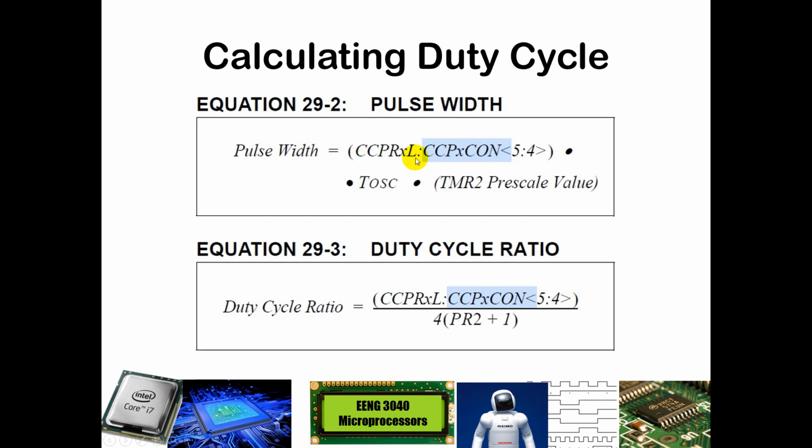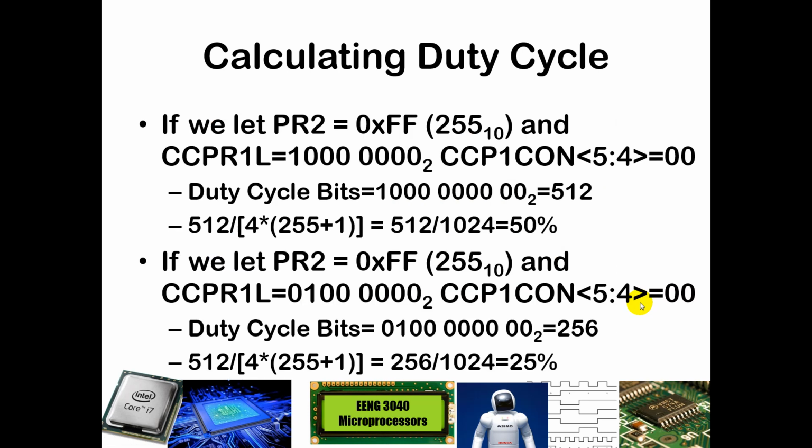CCPRXL is going to be an 8-bit register, and then we're putting together the other 2 bits here, meaning we have a net of a 10-bit value. And then we multiply that by TOSC, multiply that by the prescale. The duty cycle is computed, as you see here, as the ratio of that concatenated value divided by 4 times the PR2 plus 1. So let's see some examples to figure out what our duty cycle would be.